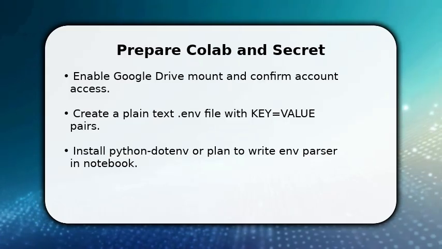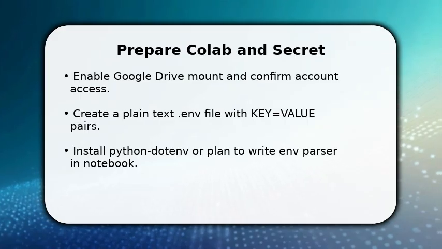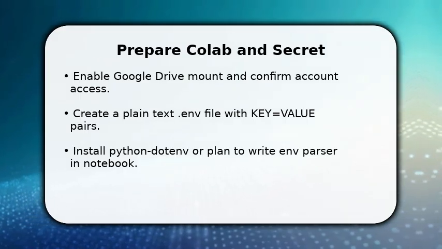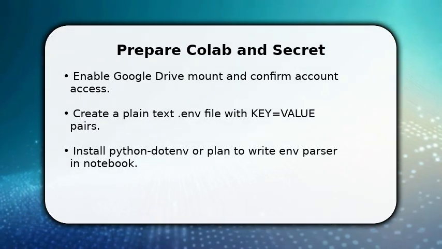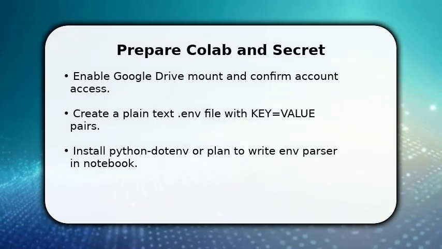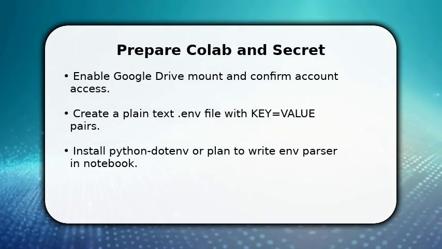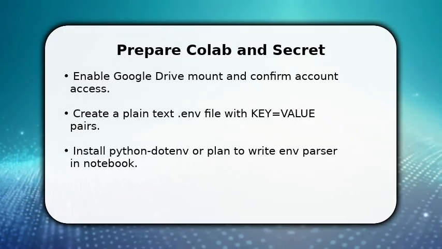Enjoy the video. You'll start by mounting Google Drive and ensuring you have write access. This lets you store the .env persistently. Once mounted, create a small plain text file named .env in a safe folder and add key=value lines for each secret. Install python-dotenv in the notebook or prepare a short parser to read lines. This makes loading variables simple and repeatable.